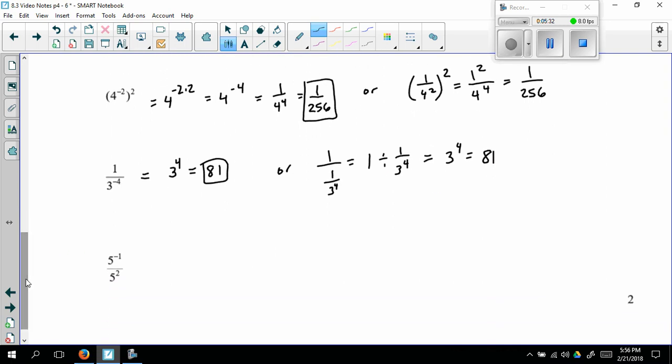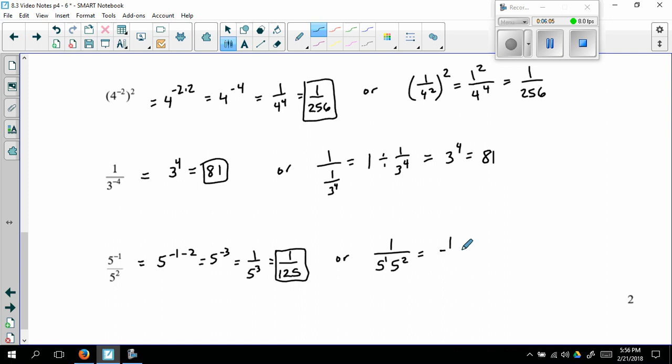Okay, and one more on this page. I can use my quotient rules. So -1 minus 2 is 5 to the negative 3, which is 1 over 5 cubed, which is 1 over 125. Or I could have used my definition. So I have 1 over 5 to the negative 1 goes in the bottom because it was a negative exponent, so it becomes a positive in the bottom. And now I have that, so that becomes this, which becomes 1 over 125.